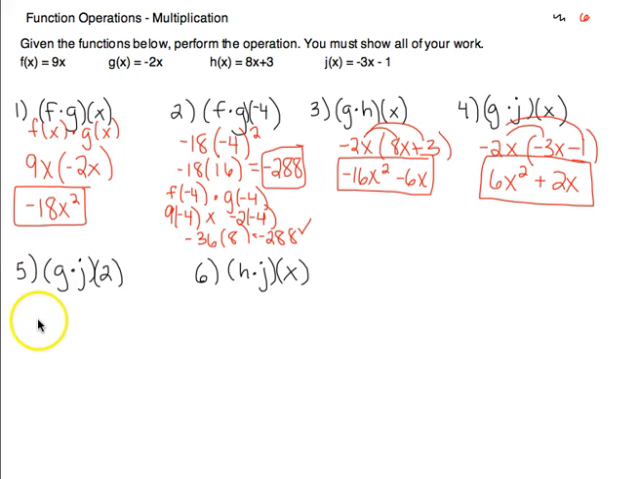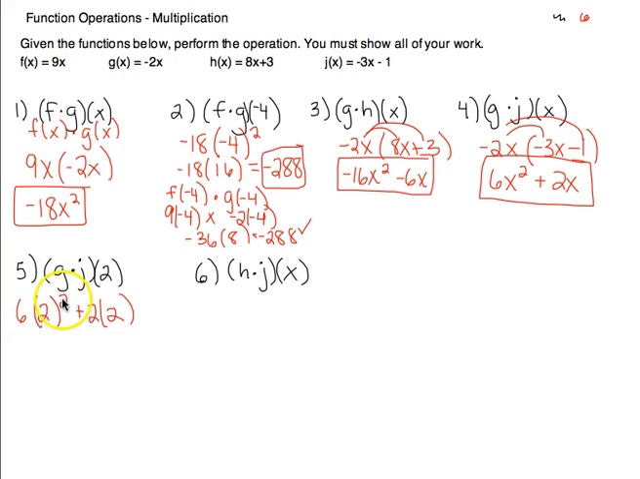Number 5 asks me to find g times j of 2. So again, because I already have the g times j rule, quickest way is just going to be to plug 2 into this answer. I'm not going to do it both ways this time just because I think we've illustrated that point. But certainly if you want to test it, you should get the same answer that we're going to get here.